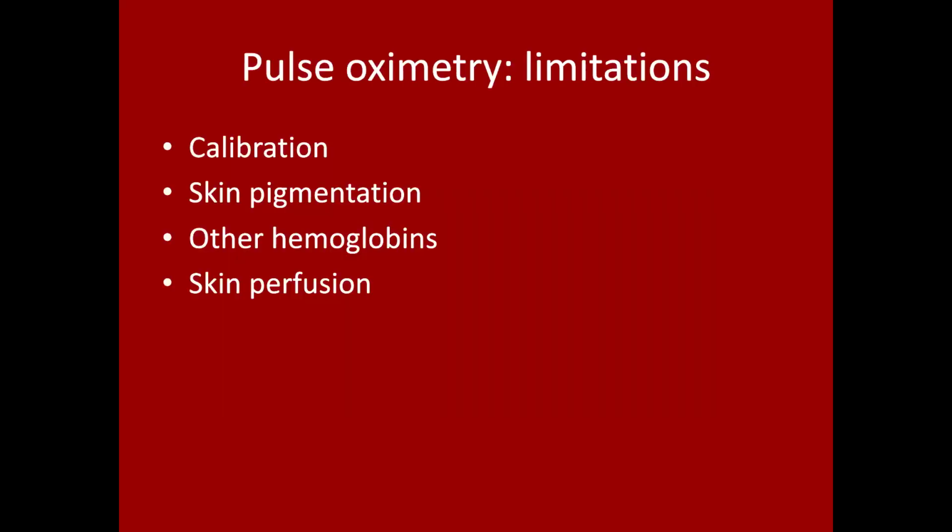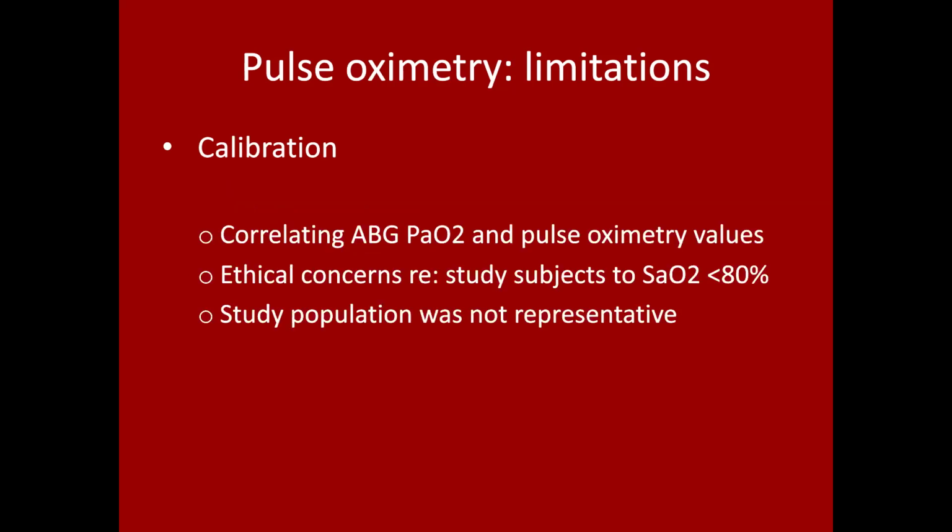So there are some limitations to the use of pulse oximetry, and briefly, those are the calibration of our instruments, the issue of skin pigmentation, the fact that not only is there oxy and deoxyhemoglobin, but there are other hemoglobins present in our blood, and then the issue of skin perfusion and the data that we're getting from the patient.